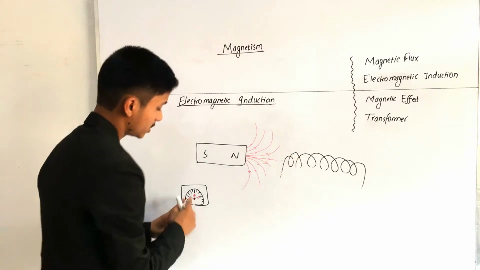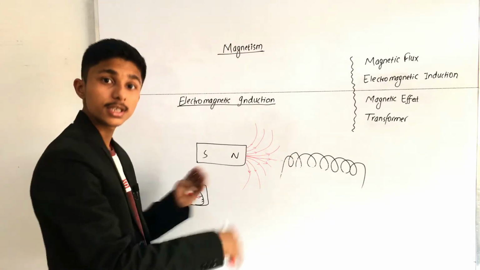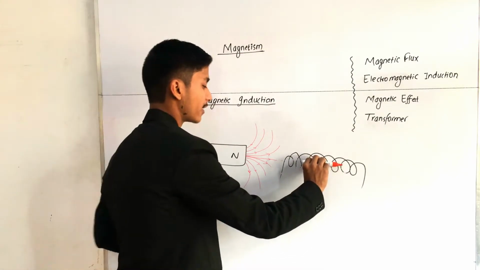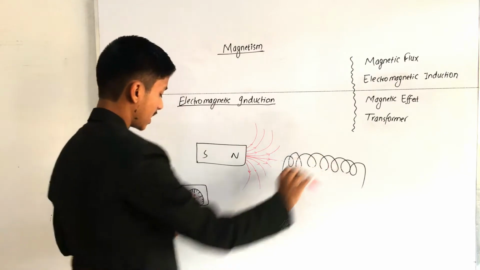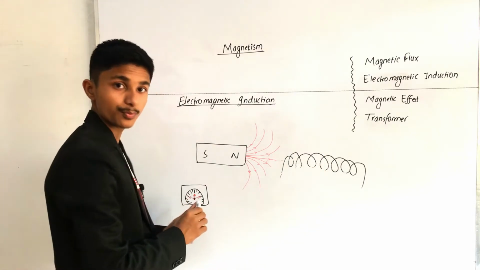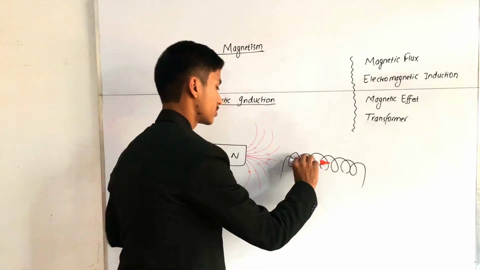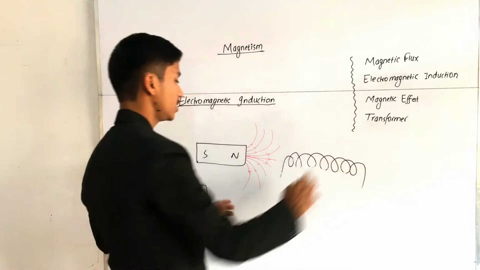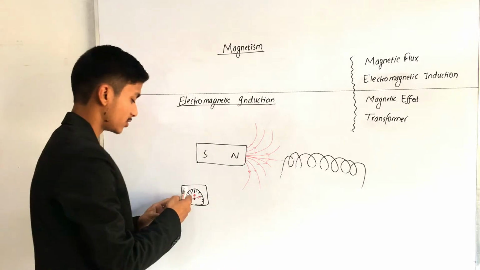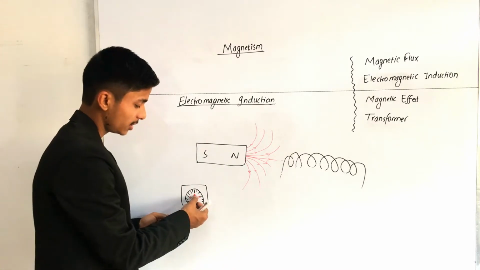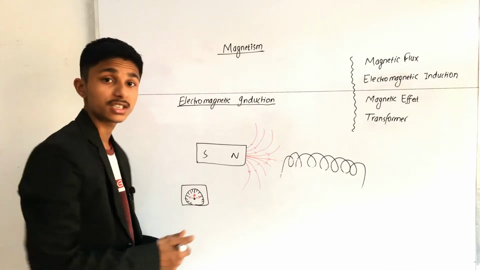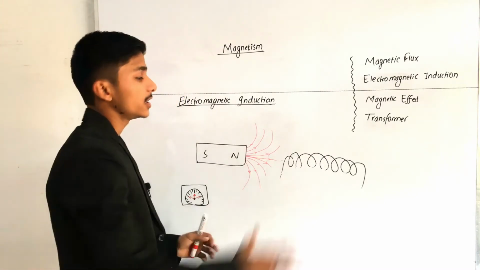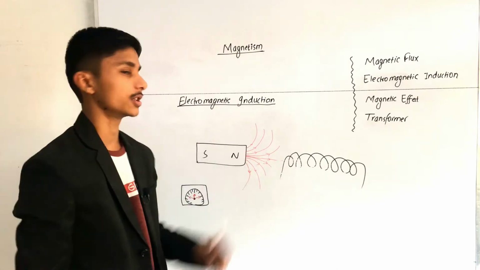Then its direction goes to the right side, meaning it increases. And when this coil is kept at rest, then this galvanometer shows 0. And when this coil is moved away from this magnet, then it shows the opposite direction. The galvanometer goes in the negative direction. It means it decreases. Then it shows the direction of this current.